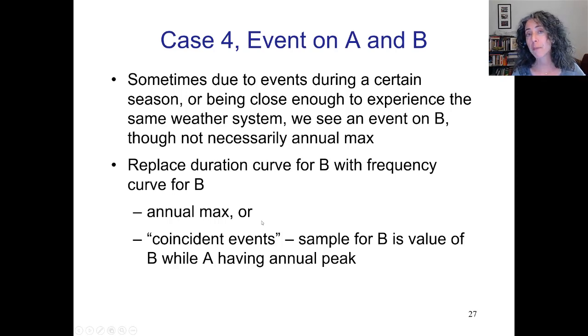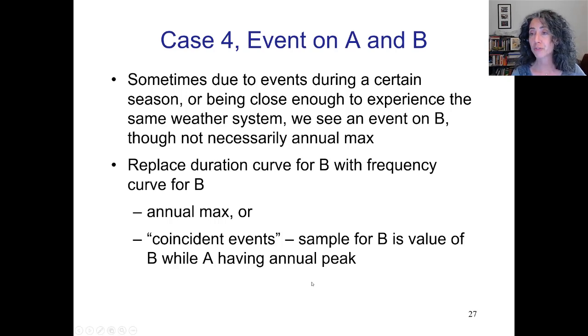It might be an annual maximum frequency curve, right? If we are seeing the annual maximum on B at the same time as the annual max on A, right? Or it might be based on a sample of what are called coincident events. So in this case, we take our annual maximum tributary flows, and at the time of each of those annual maximums, we look up what is the stage on the main stem at the time the peak was occurring on the tributary, right? And we pull those values for B and use those as a sample for estimating an annual frequency curve, right? So instead of an annual maximum frequency curve, it's called a coincident event frequency curve.